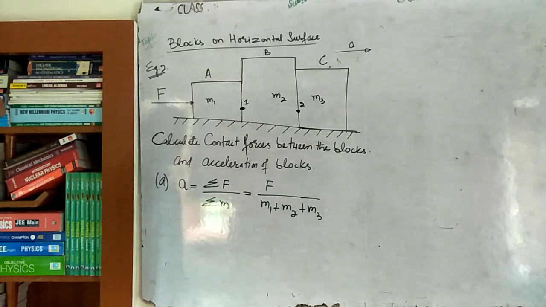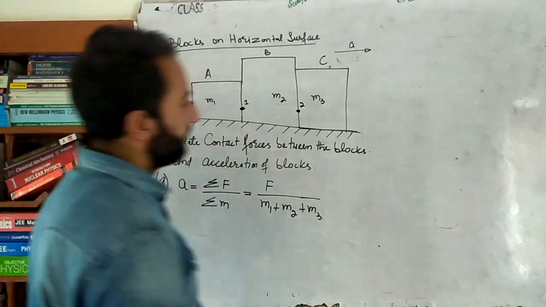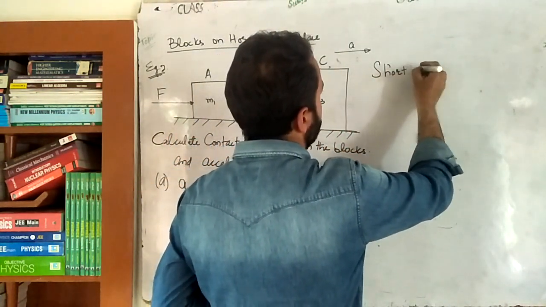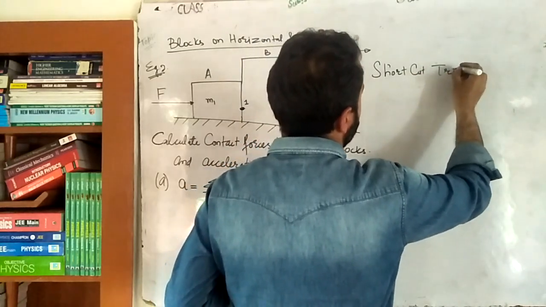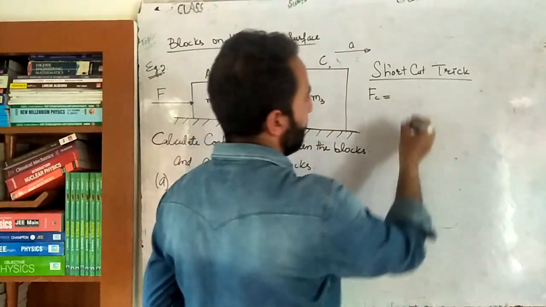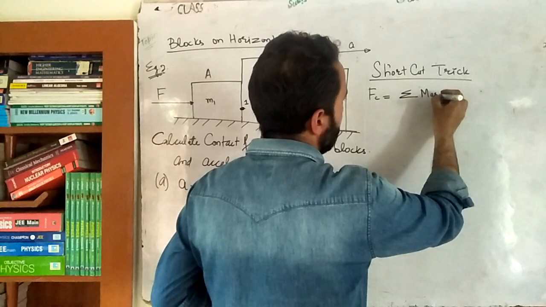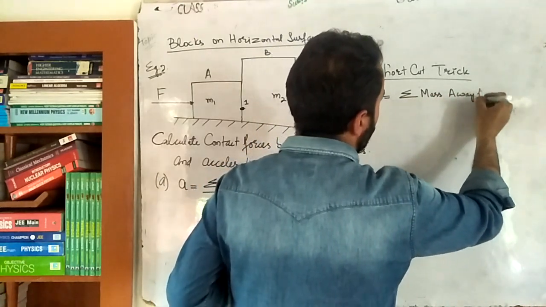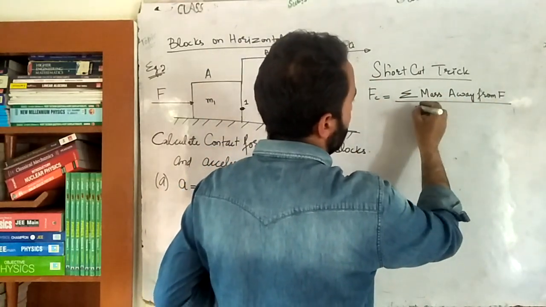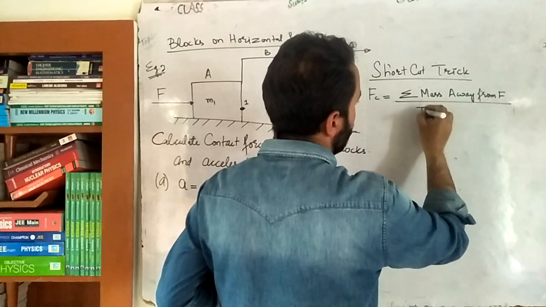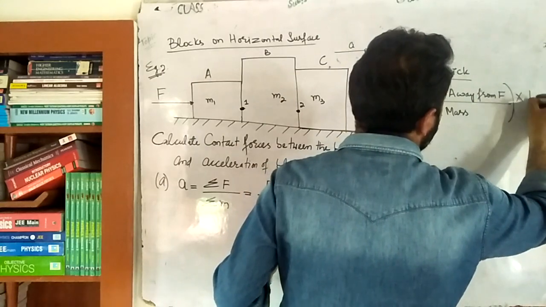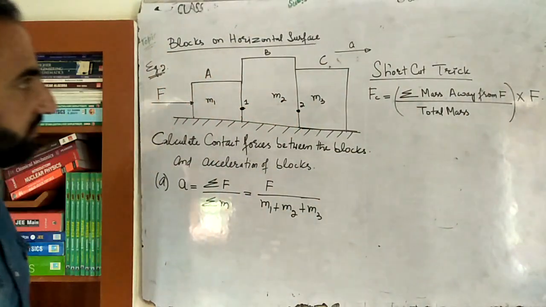The next part is that we have to calculate the contact force. Now look here, the shortcut trick. Pay attention, here I will write down the shortcut trick. The shortcut trick is like this: the contact force Fc is equal to the sum of masses away from capital F, the external force, divided by the total mass, the summation of all masses, multiplied by the external force. So this is the trick to calculate the contact force.